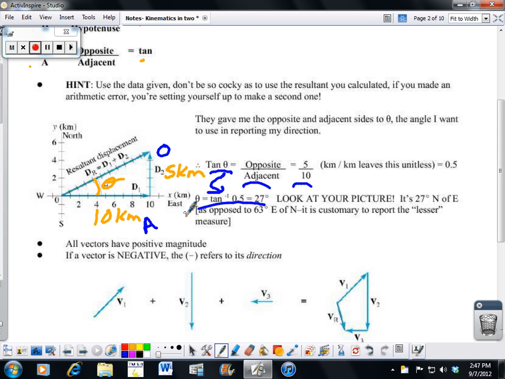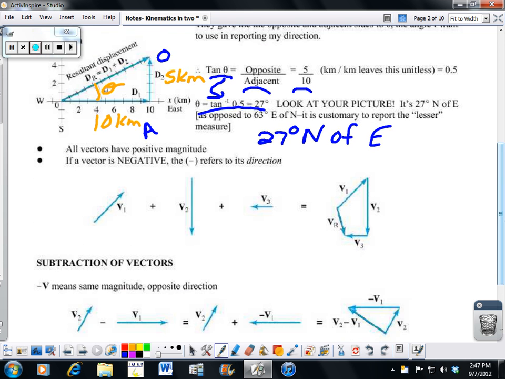Okay? Now, how do you name it? The angle is off of east, so it's 27 degrees north of east. This is called a bearing. If you're not good at that, we'll get better at it over the year. Try to see if you can do it. It's not too hard. Maybe Google it if you're not sure how to do a bearing.